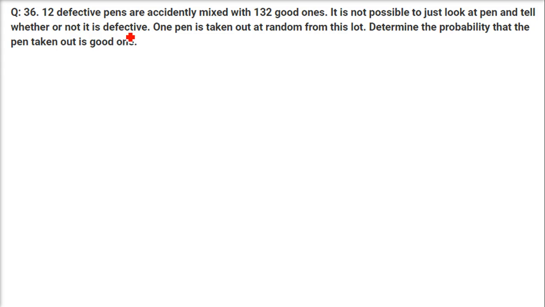12 defective pens are accidentally mixed with 132 good pens. So 132 are good and 12 are defective. It is not possible to just look at a pen and tell whether or not it is defective. 1 pen is taken out at random from this lot. Determine the probability that the pen taken out is a good one.